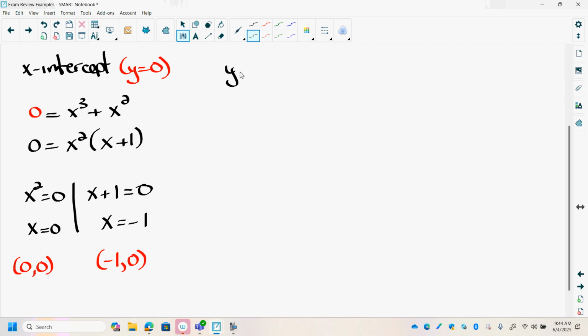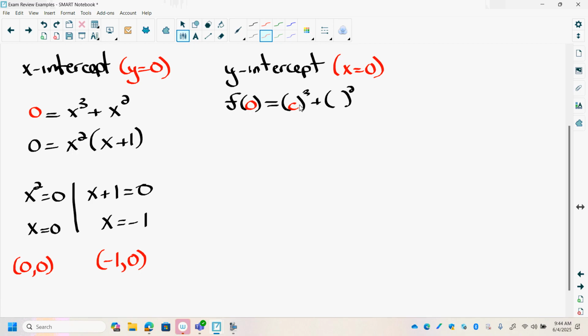Next thing we'll do is the y-intercept. For the y-intercept, we let x equal 0. So that means I'm going to find f at 0. I'm going to replace the x's with zeros. And you'll see that f at 0 is just going to equal 0 cubed plus 0 squared. F at 0 equals 0. And it's just the same as this point right here. X and y intercepts.